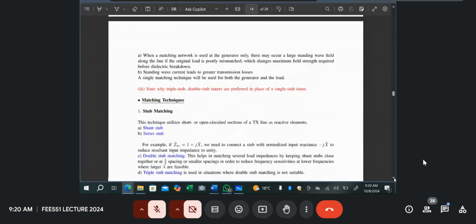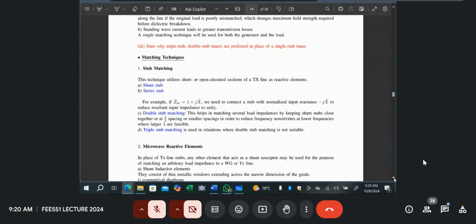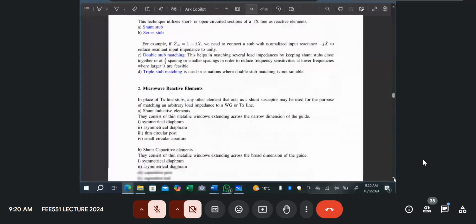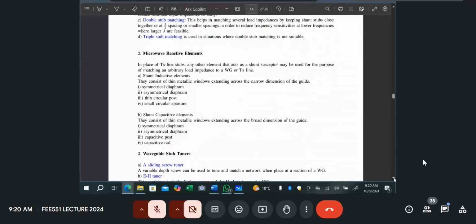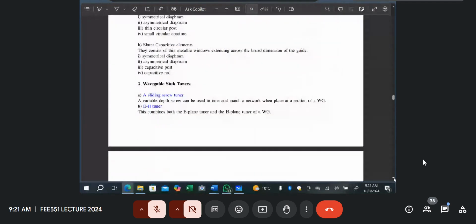All right, so group one will discuss this stub matching, microwave reactive element. So what you do here, make sure you just have some sketches from several references. I'm sure you should be able to get some sketches. That's why I left them like this, so that the students can look for sketches, so that we see the difference between symmetrical diaphragm, asymmetrical one, and thin circular post, and all that. If you Google, you will be able to get those.